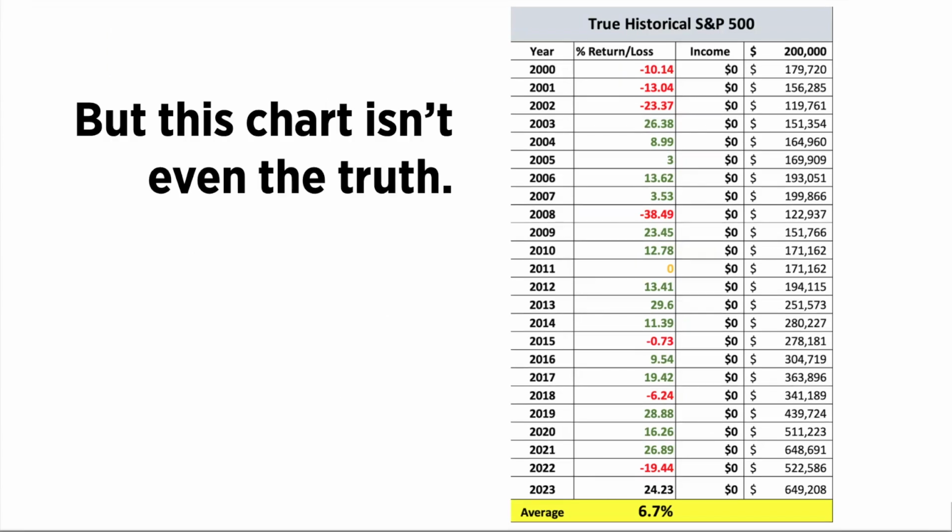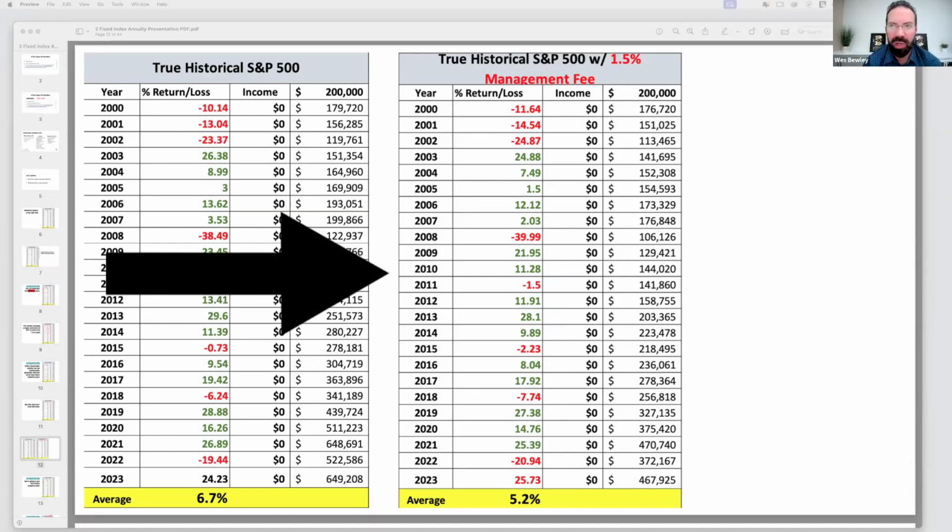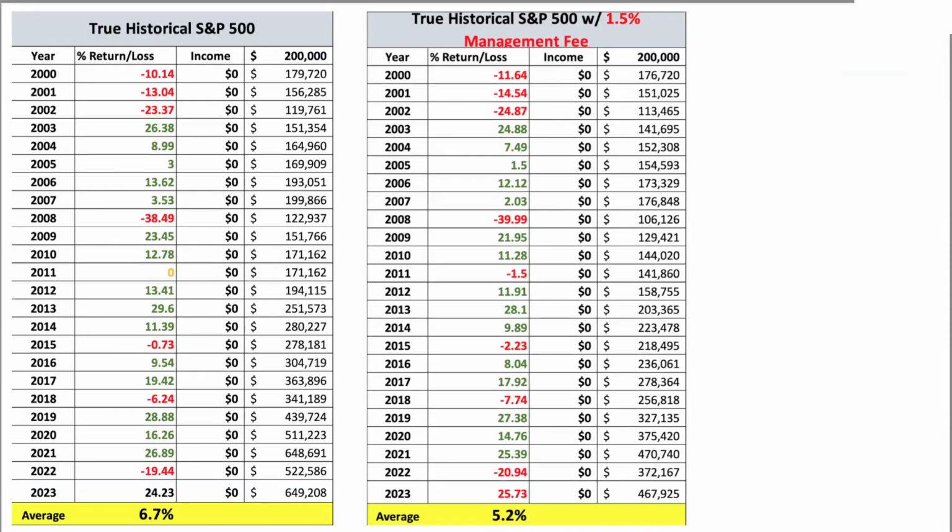But this chart isn't even the truth because this is assuming that you are managing your money for free. This chart is assuming that you're doing all the work on TD Ameritrade, something like that, doing all the work yourself, which we know is probably not what most of us are doing, right? So now I'm going to show you reality. So what I did is I took all the numbers from the market averages and I just added a second form here to put in the fees of a money manager. So what someone would charge you in fees to manage your investable portfolio.